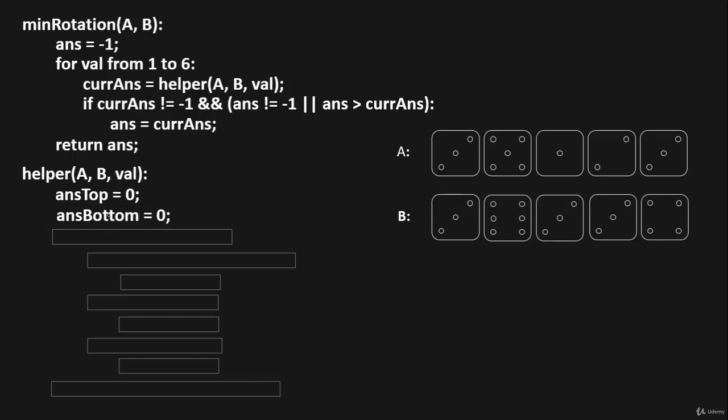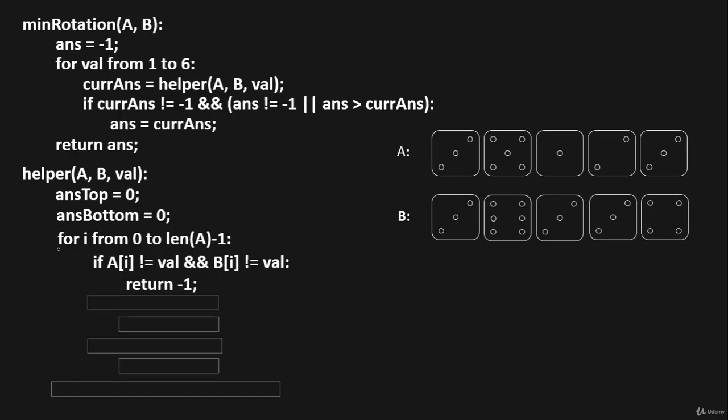Then we're going to declare 2 variables, answerTop equals to 0 and answerBottom equals to 0. AnswerTop for array A and answerBottom for array B. For i from 0 to length of the array - 1, since the lengths of the arrays are the same, we can use A or B, it doesn't matter. Here we're iterating through the arrays from left to right at the same time. Then we're going to check if the value does not exist in the tile, then we'll return -1.